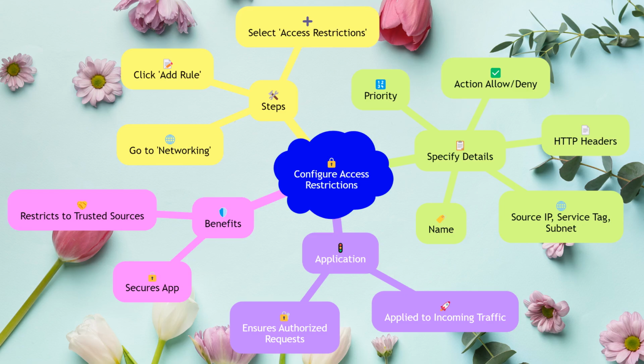To configure access restrictions, go to the Networking section of your app service and select Access Restrictions. Click on Add Rule to create a new access restriction. Specify the name, action (allow or deny), priority, and the source (IP address, service tag, or virtual network subnet). You can also specify the HTTP headers to match. Once the rule is created, it will be applied to incoming traffic, ensuring that only authorized requests are allowed. This setup helps in securing your app by restricting access to trusted sources.